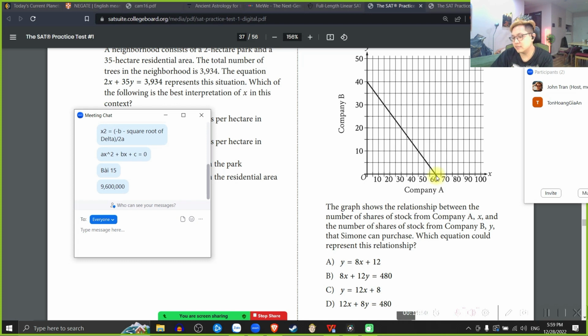So they find the equation of this line. So which one? Yeah, what do you think? You think answer B, but why? Why answer B?